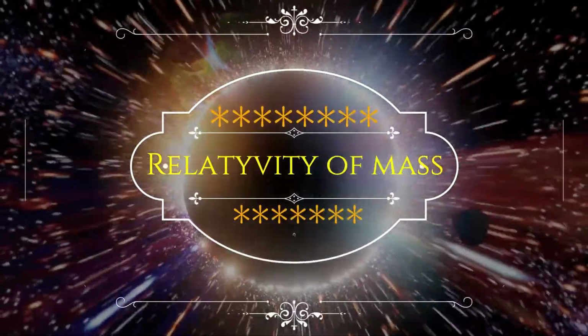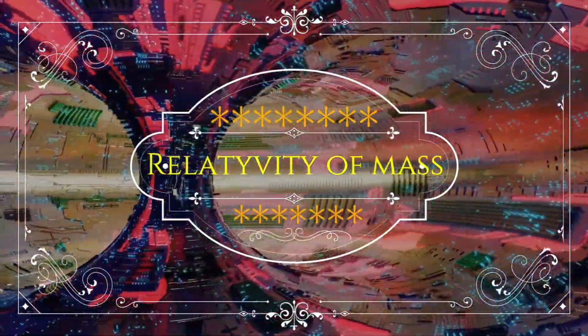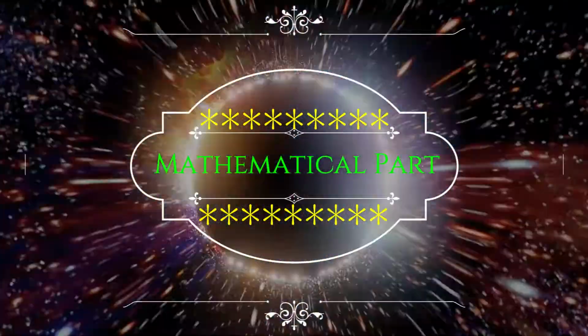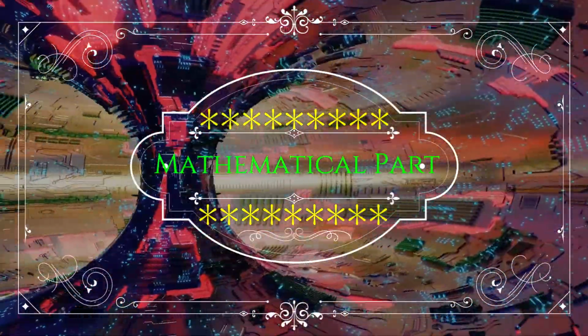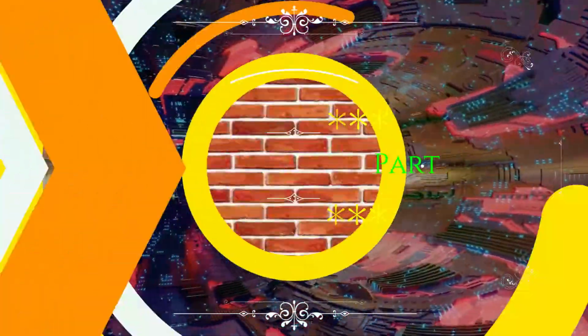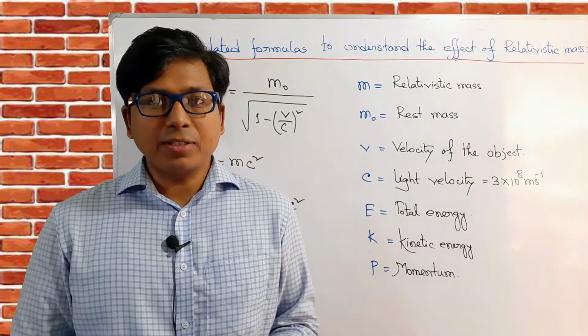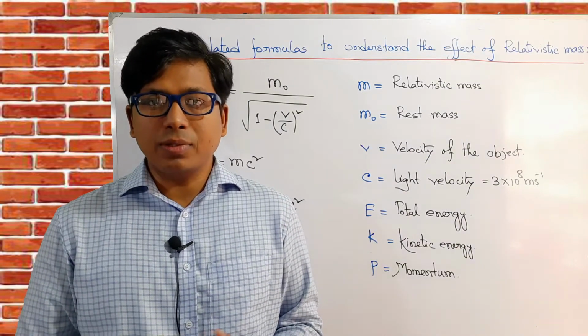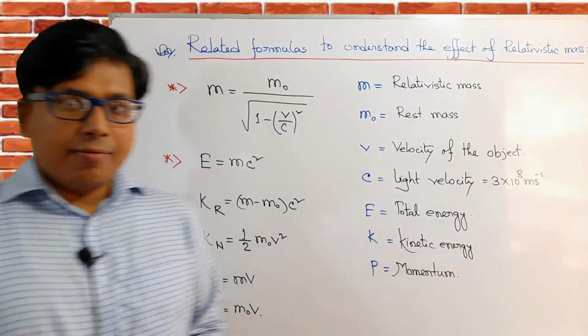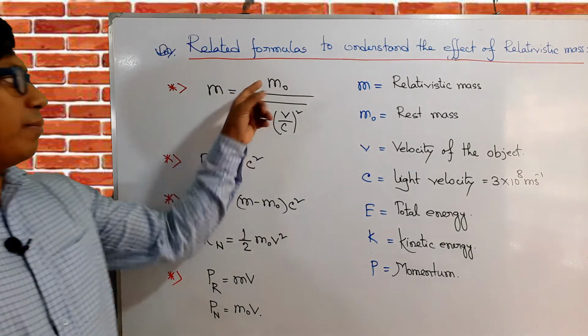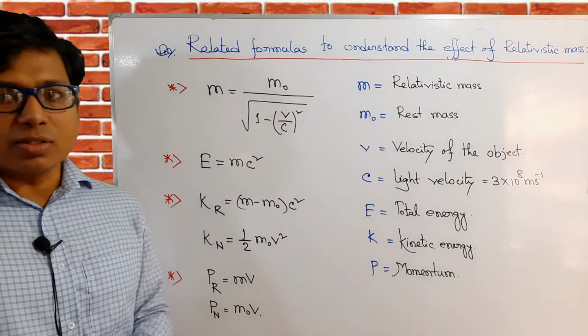This phenomenon I want to describe to you in today's class. So let us start. To understand the effect of relativistic mass, you have to learn a few equations. First of all, m equals m naught divided by the square root of 1 minus v by c whole squared.